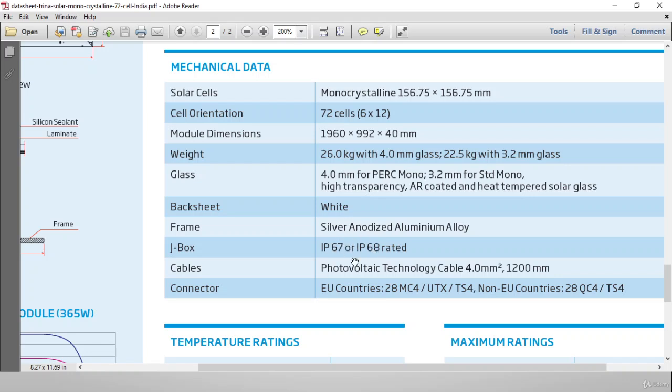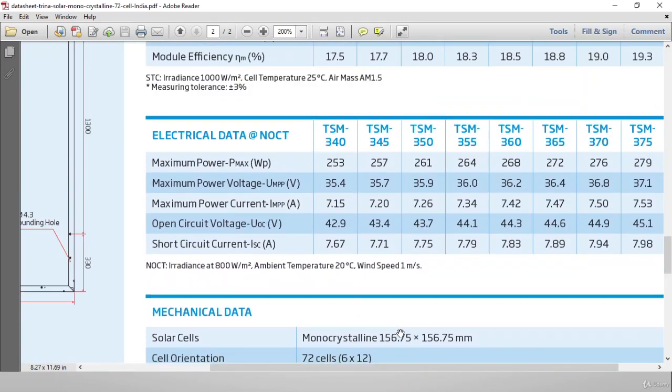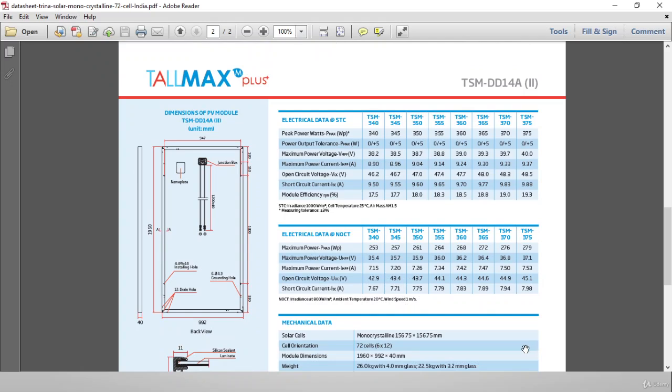So like that, we have to note down these parameters whenever we read any data sheet of a solar panel, because by reading the data sheet we get an idea of how much power we can extract from the given solar panel, so that we can go for a proper design procedure.